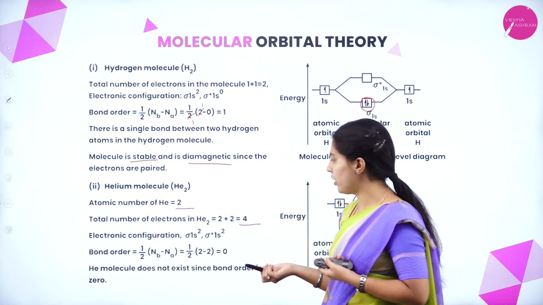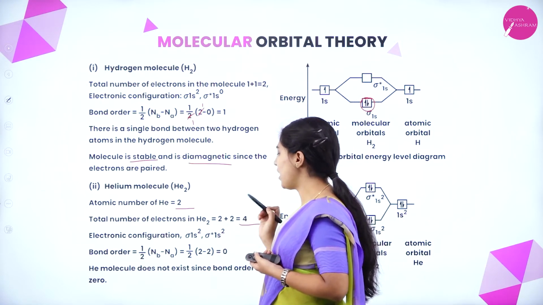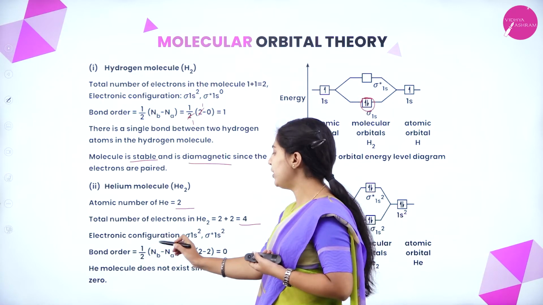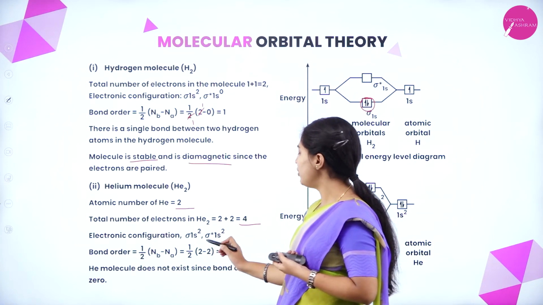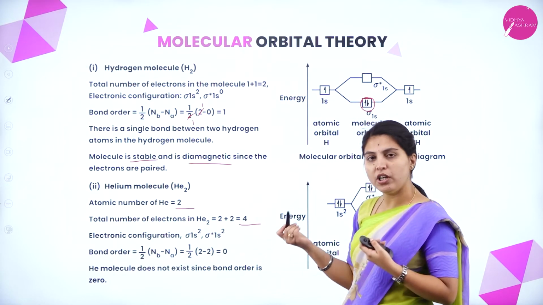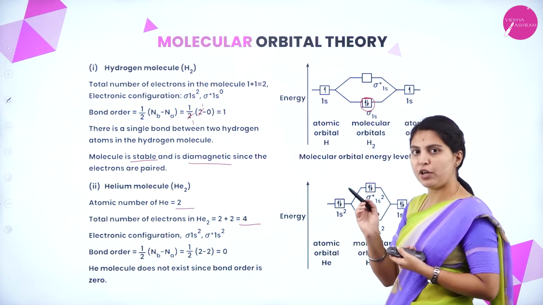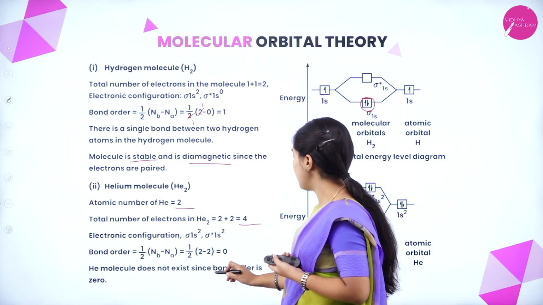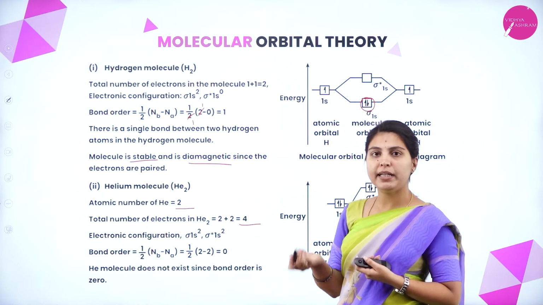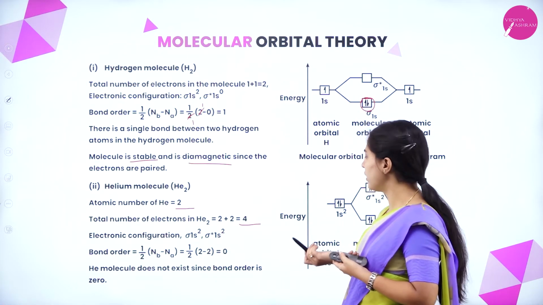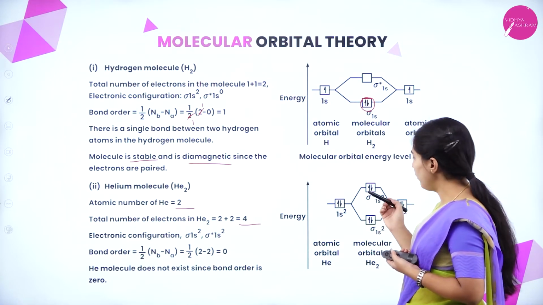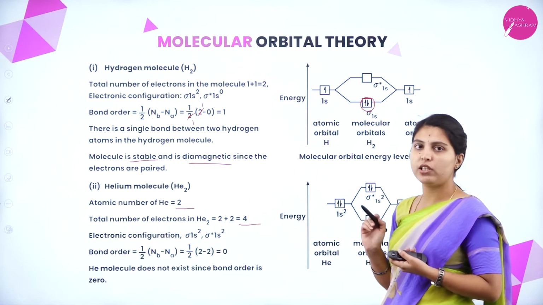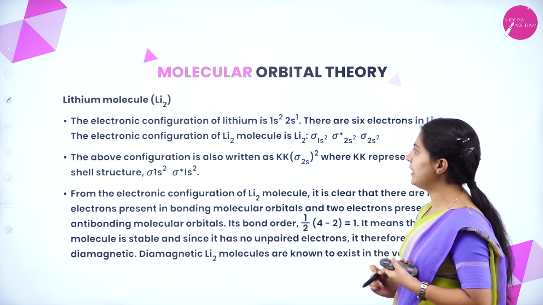If you write the electronic configuration, it is sigma 1s2, sigma star 1s2. Then the bond order is half into Nb minus Na, equal to half into 2 minus 2, which is 0. The bond order is 0, meaning no bond is present. So the helium molecule does not exist since the bond order is 0. To understand, we can write both, but since the bond order is 0, the molecule does not exist. Next, lithium molecule.